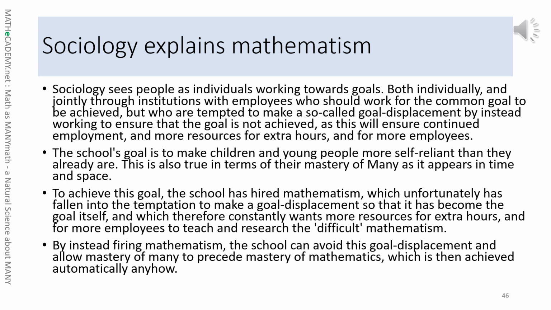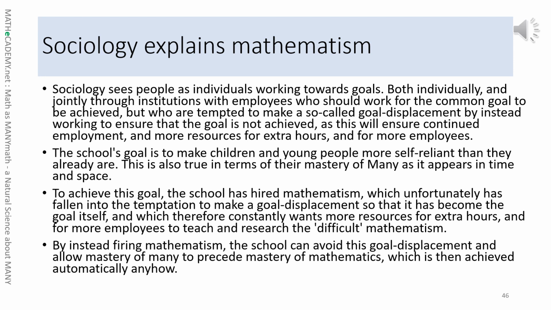The school's goal is to make children and young people more self-reliant than they already are. This is also true in terms of their mastery of many, as it appears in time and space. To achieve this goal, the school has hired mathematism, which unfortunately has fallen into the temptation to make a goal displacement, so that it has become the goal itself, and which therefore constantly wants more resources, for extra hours, and for more employees to teach, and to research the difficult mathematism. By instead firing mathematism, the school can avoid this goal displacement, and allow mastery of many to precede mastery of mathematics, which is then achieved automatically anyhow.